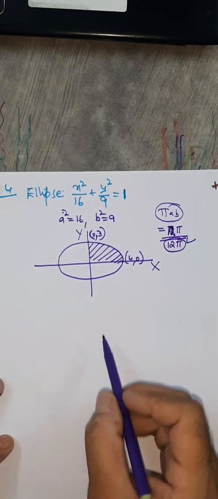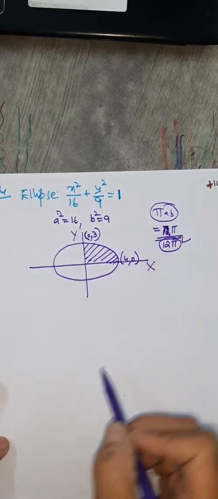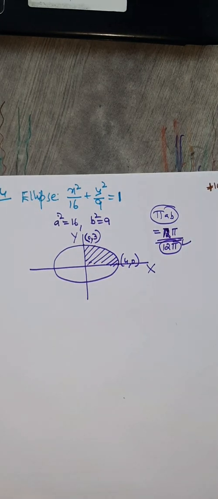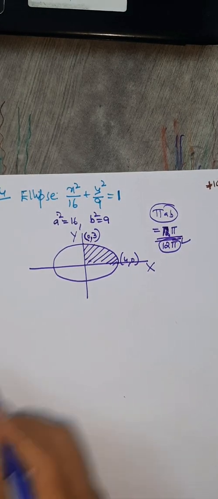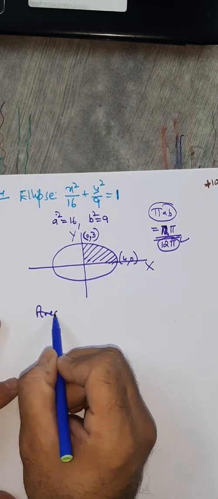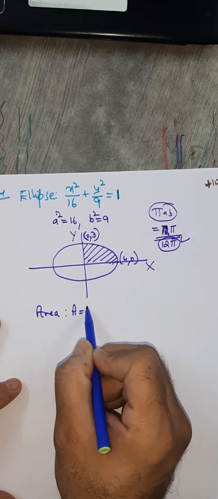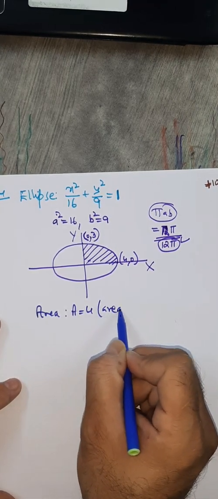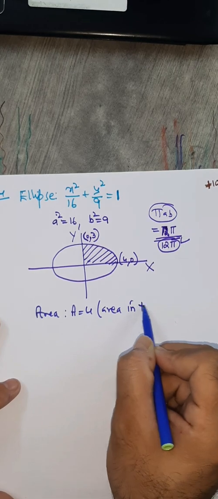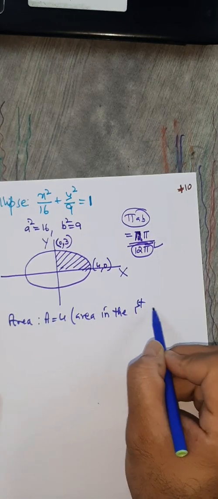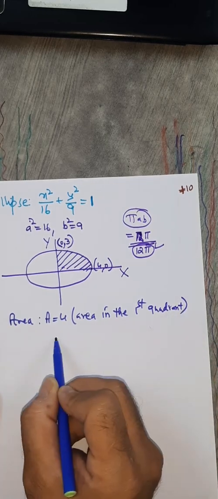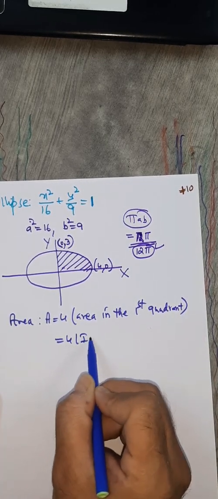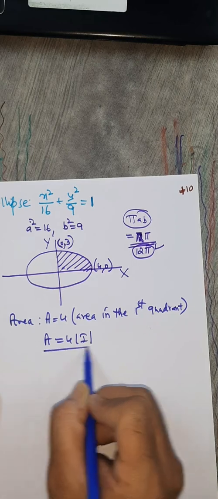Okay, we'll do it by integration here. This is just for MCQ. It might be helpful to you. Now let me write the area. I'll write this area A equals 4 times the area in the first quadrant. So 4 times modulus of I, remember, that's the area.